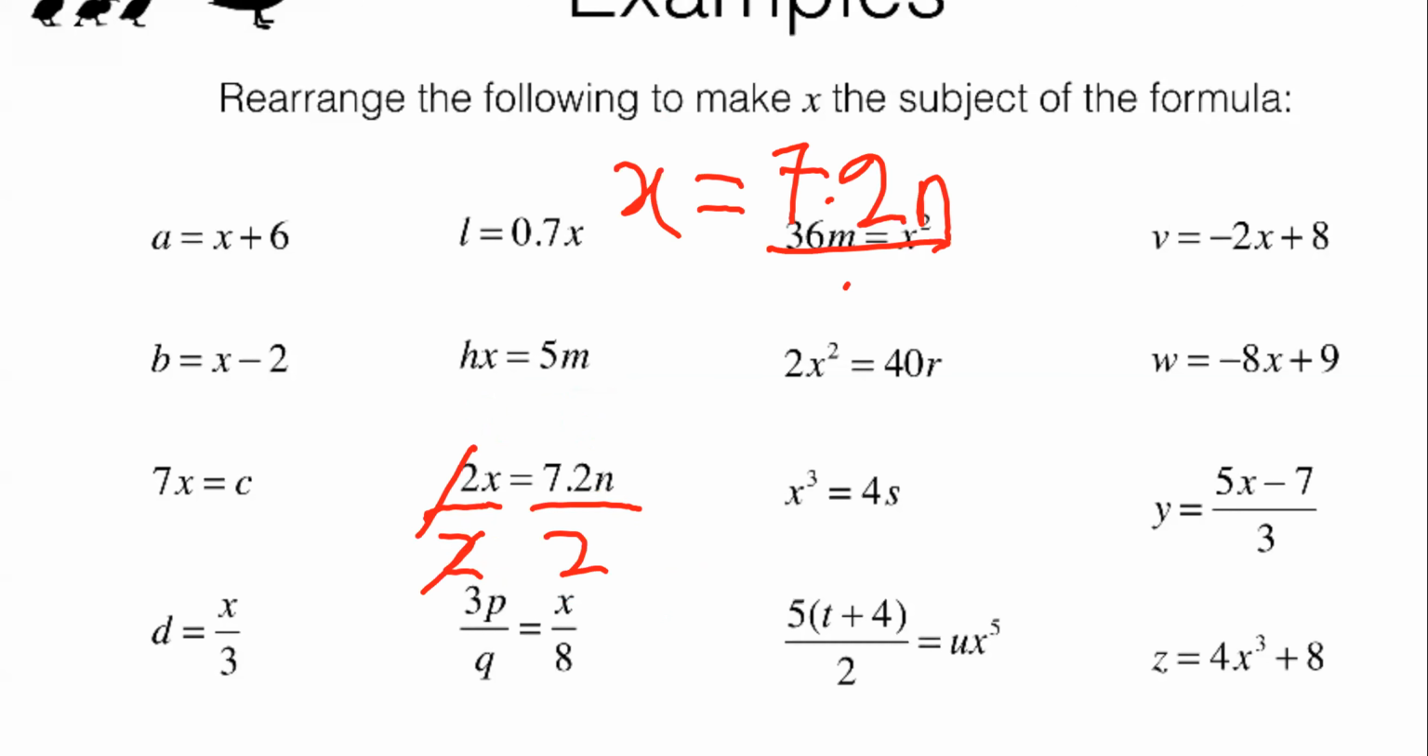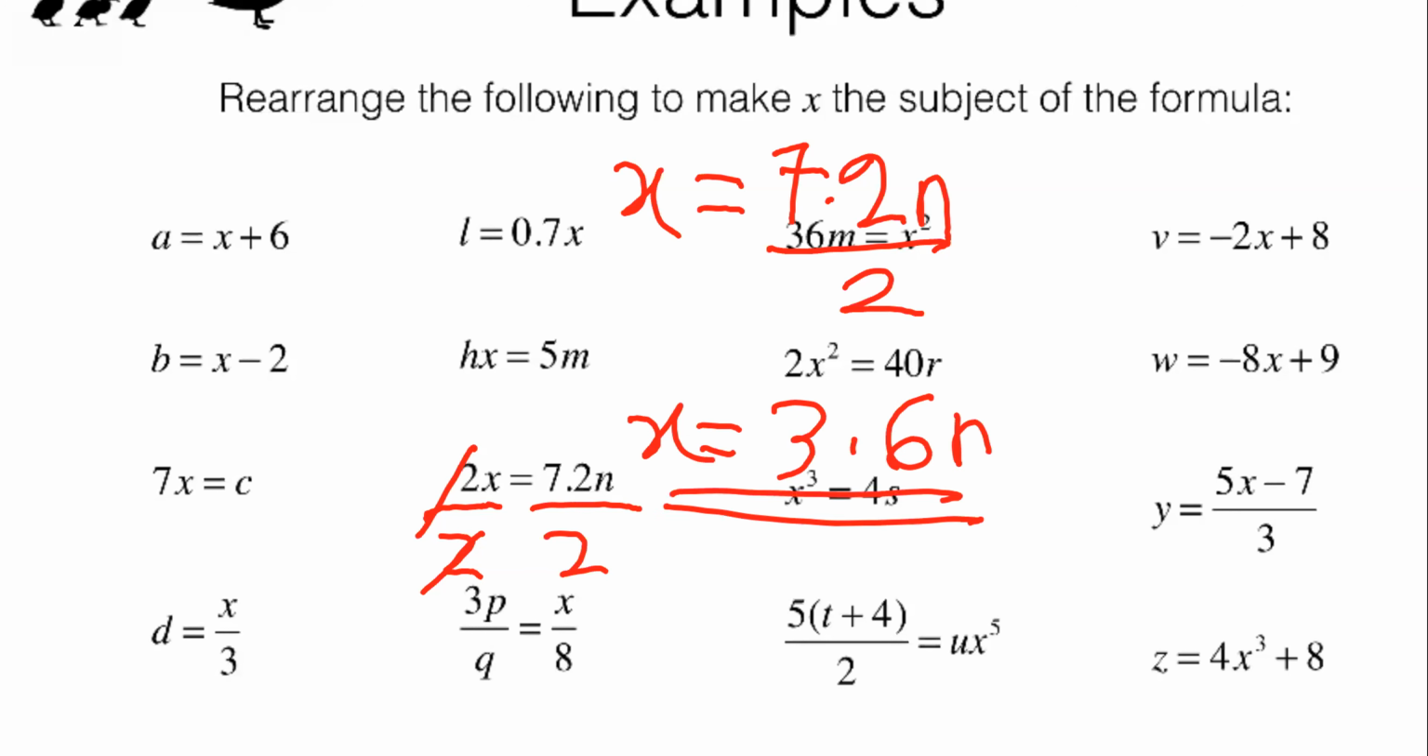7.2n over 2. Now, you can divide 7.2 by 2. What do you get when you divide 7.2 by 2? 3.6. Very good. X is equal to 3.6n. Divide and see, you know how to divide decimals. If you divide the decimal 7.2 by 2, you get 3.6. Okay. Now we'll go to the next question.